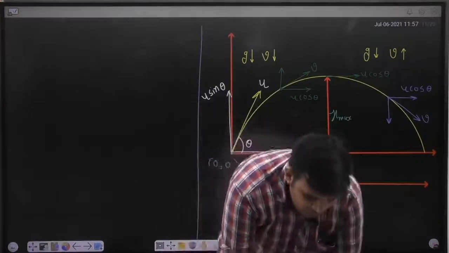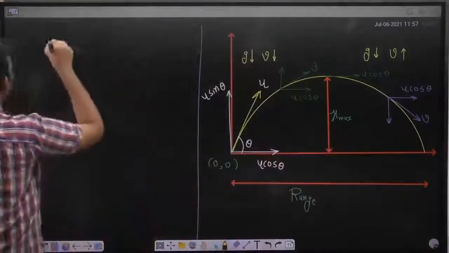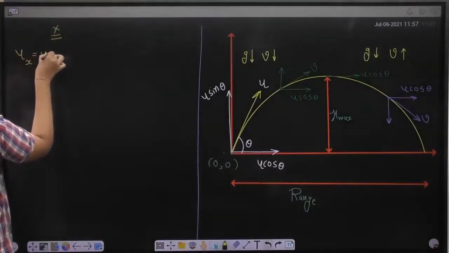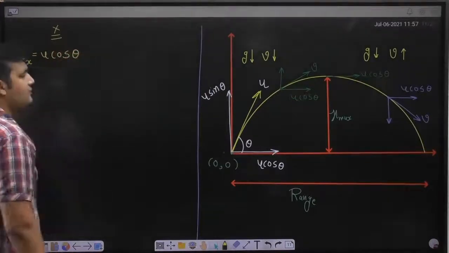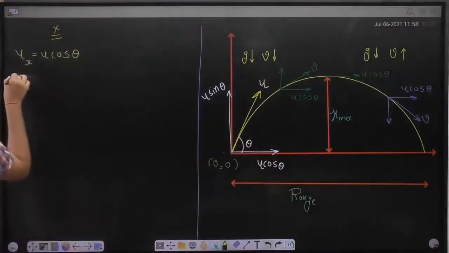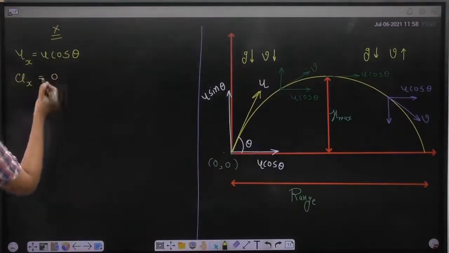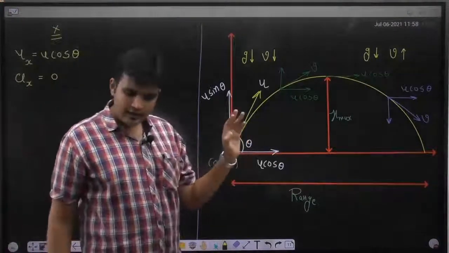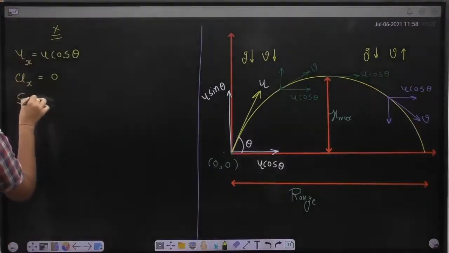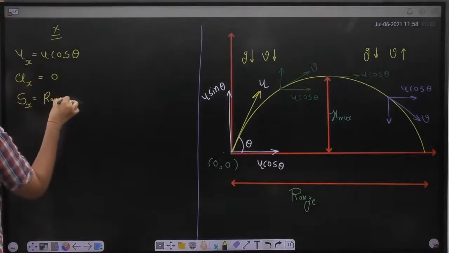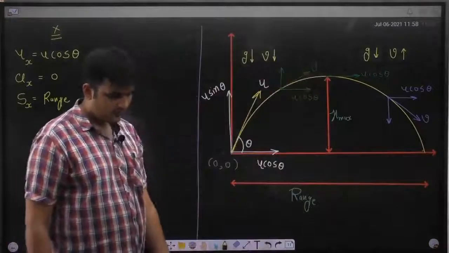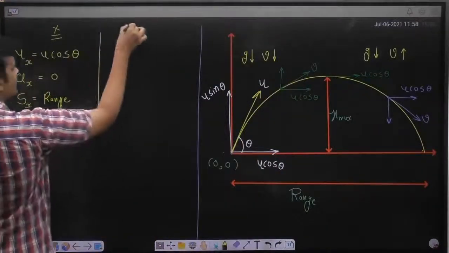Now we will solve both the motions separately. So here I am solving, here I am writing for x. So what is your initial velocity in x, which is u cos theta. As you can see, this is the x component of initial velocity. Okay, very good. What is acceleration in x? Zero. As I told you, there is no acceleration in horizontal direction, so no need to worry. And displacement, which is covered in x, that is known as range. Wherever it reaches here, that will be your range. Okay. And similarly, you can do for y.